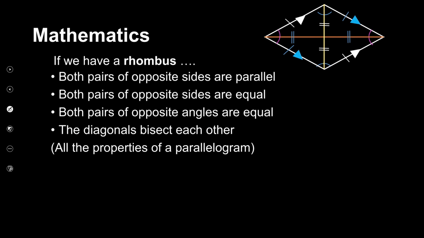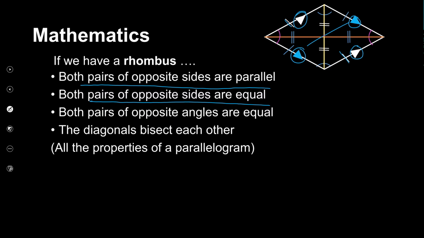Now, if we have a rhombus, what we know about a rhombus is both pairs of opposite sides are parallel. That's the very first thing. So my blue and my blue will be parallel and opposite, and that one there will be parallel and opposite. Also, we know that those pairs are equal to each other, making this equal to that, and this equal to that there. Then the other interesting thing is opposite angles are equal.